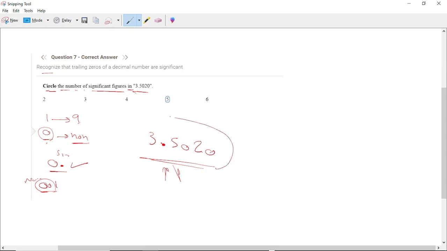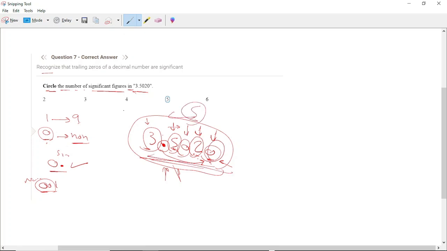So let's get this number now. 3 is a significant number. I have a decimal point here, so any zero after the decimal point will be counted as significant. 5 is significant. 0 is between two significant digits, so it will be significant. 2 is significant, and the 0 is a trailing zero, but I have a decimal point here, so it will be counted as a significant figure. So I have 1, 2, 3, 4, 5 significant figures. The answer here will be 5 significant figures.